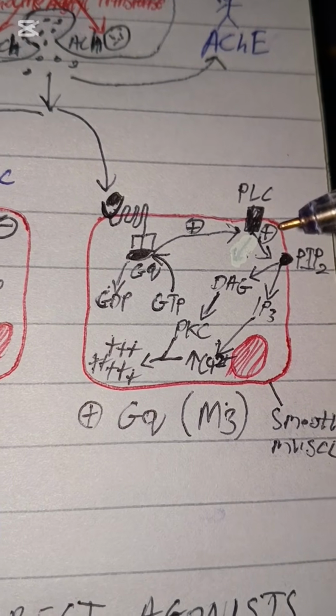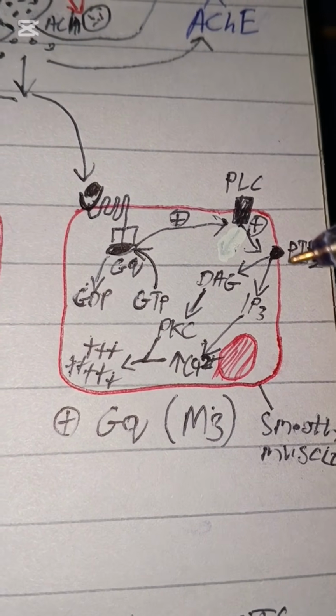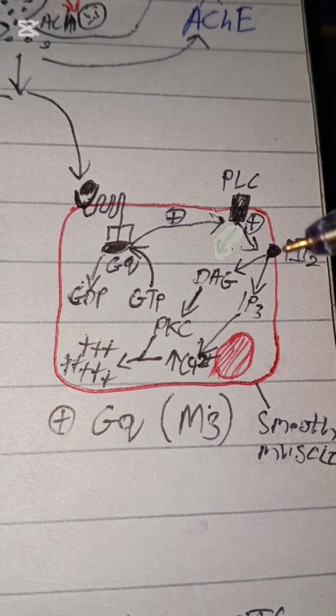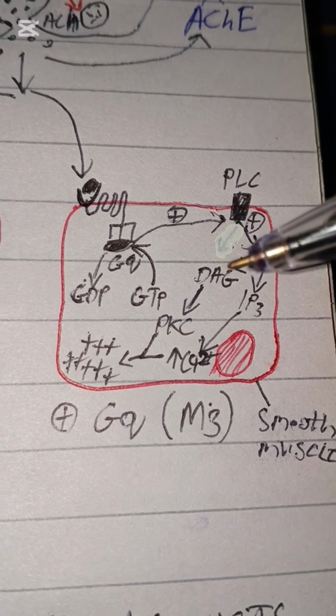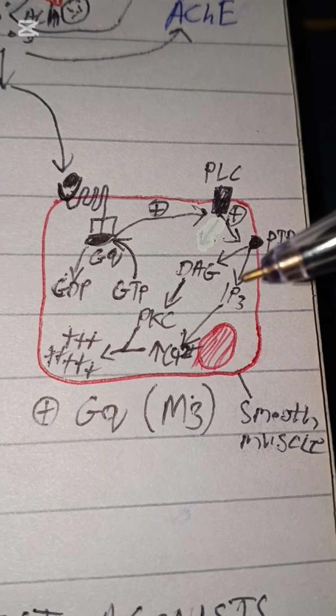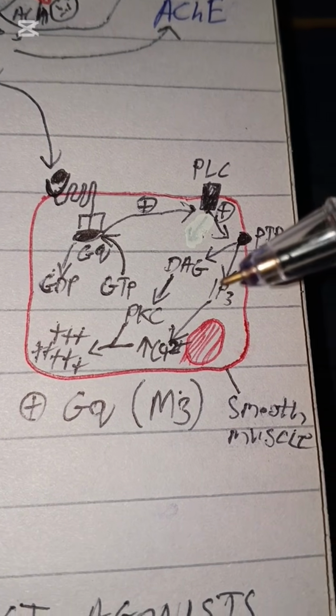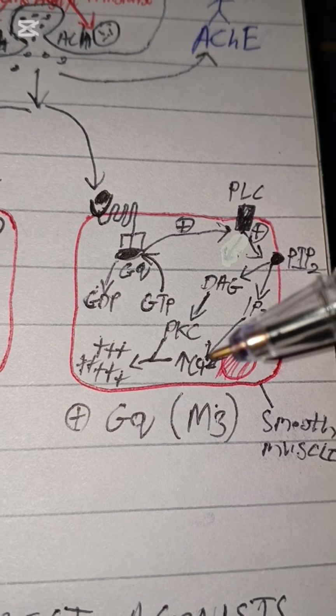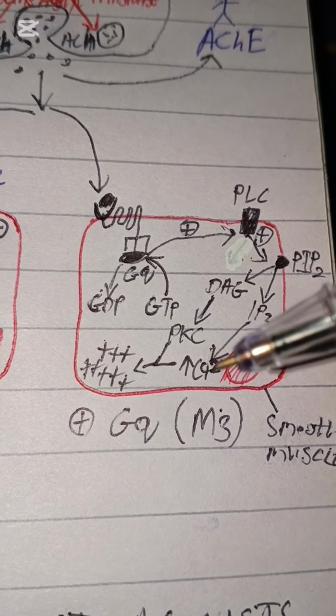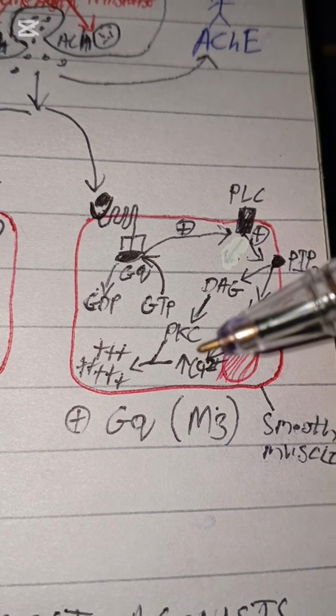Phospholipase C then sees PIP2 and breaks it down into DAG, diacylglycerol, and IP3. Now, IP3 goes to the sarcoplasmic reticulum and releases calcium. This increases calcium in the cell, which leads to contraction.